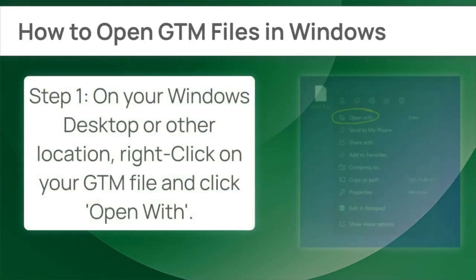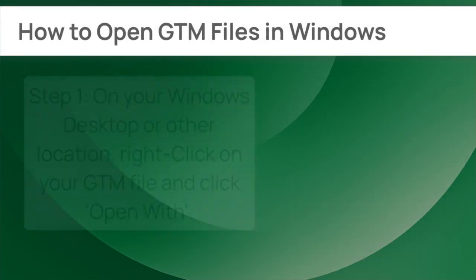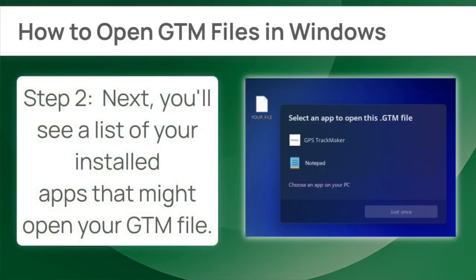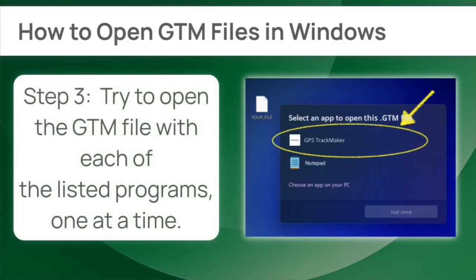Your first move is to test the obvious. Right-click your GTM file and choose Open With. Use GPS TrackMaker if it is installed. If it's missing, select another program. We are performing a quick elimination test.